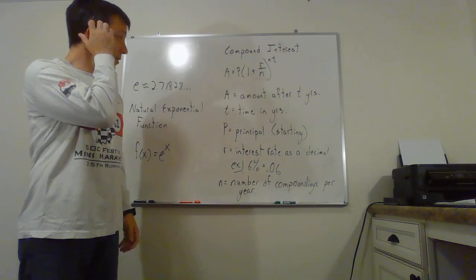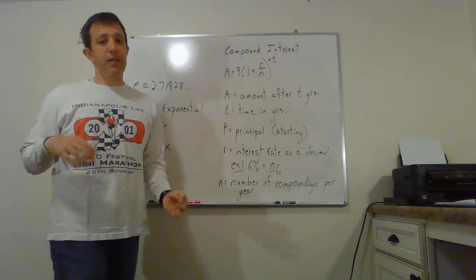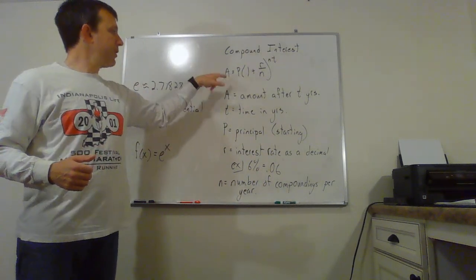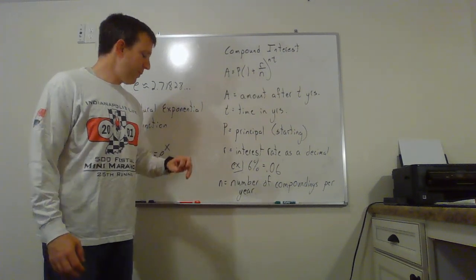We're going to do compound interest. We're going to see this in 2 forms. The first is just regular compound interest, and in a few minutes we'll see continuously compounded interest. So the formula is A is equal to P times (1 plus r over n) raised to the nt power.